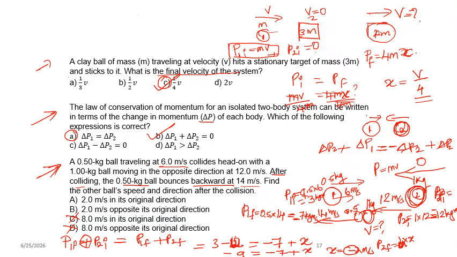See, we are calculating the 1 kg mass velocity. The 1 kg mass was moving before in this direction, and now it is also moving in the same direction. So which one will be the correct answer? 2 meter per second in the original direction of that particular movement. Okay, so 2, that is the correct answer. Now let us go to the next question.